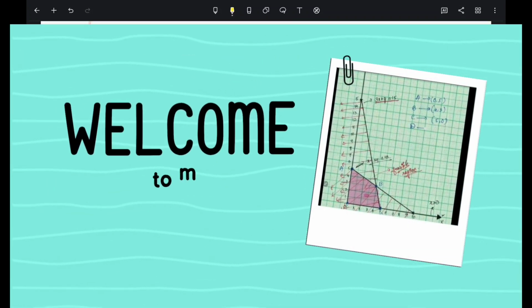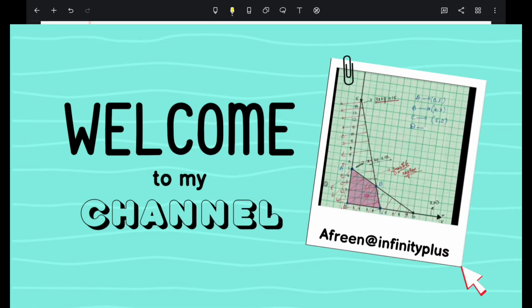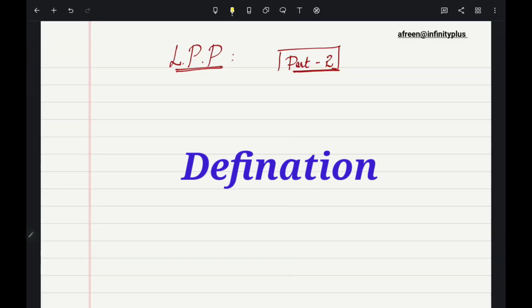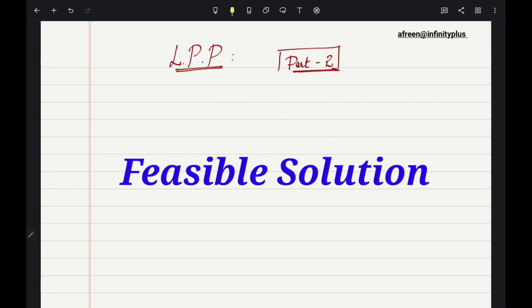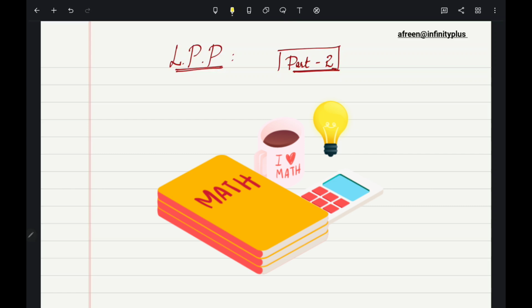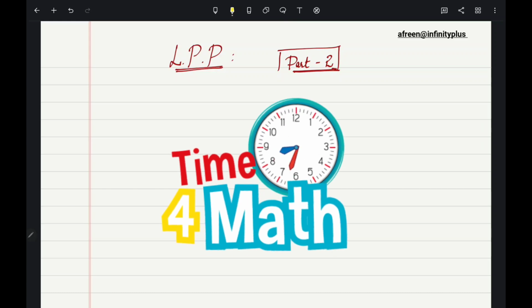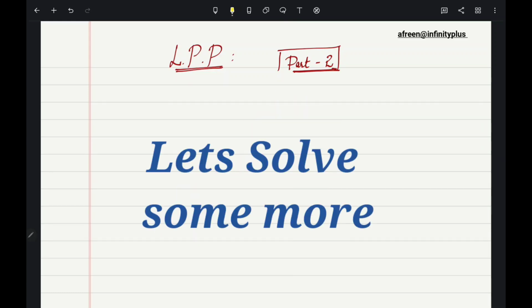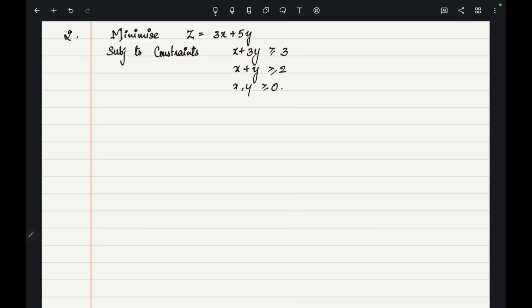In our previous session, we laid the groundwork by understanding the core concepts of linear programming. We understood the definition of linear programming, objective function, feasible solution, and also we solved examples separately based on maximizing the objective function. Now, in this video, we are going to solve for both maximum and minimum values within the same problem. Next sum, we will have the same problem but as a minimize.